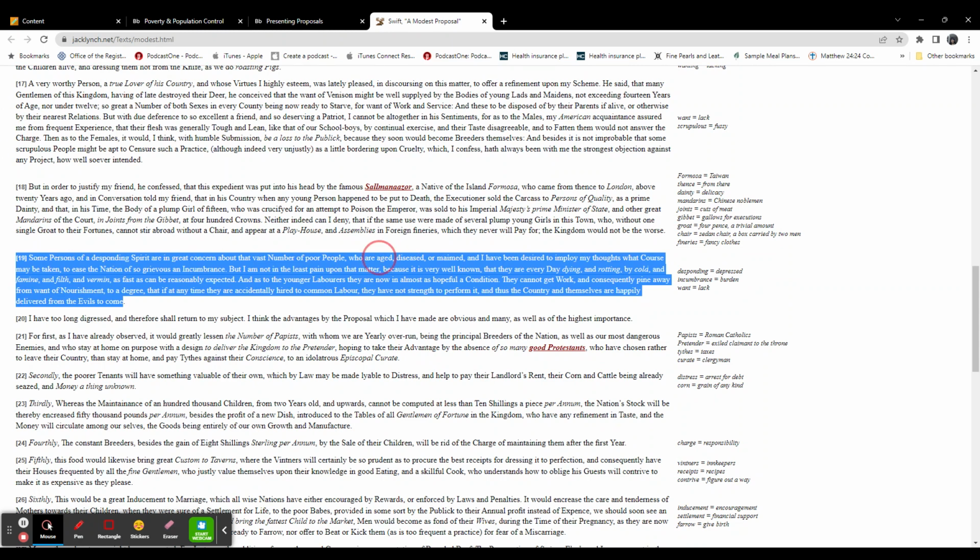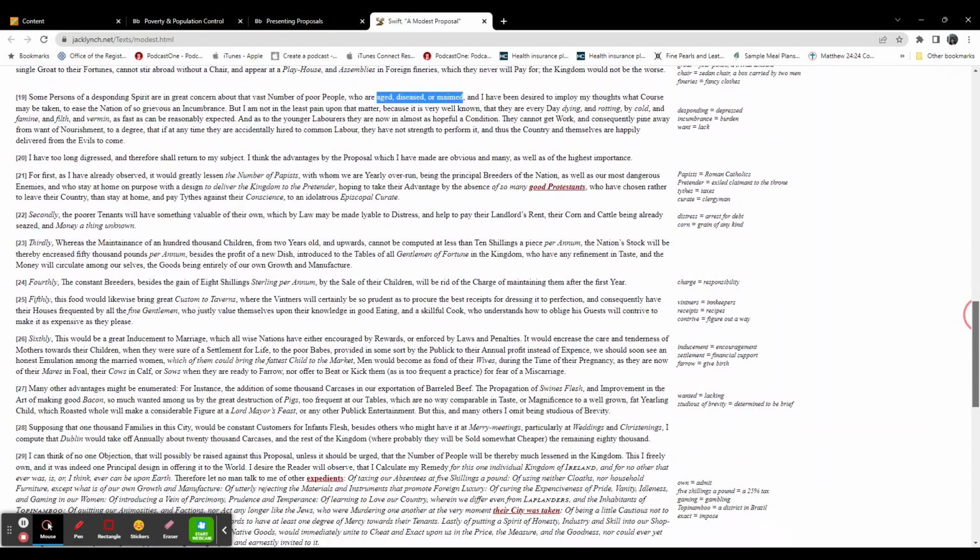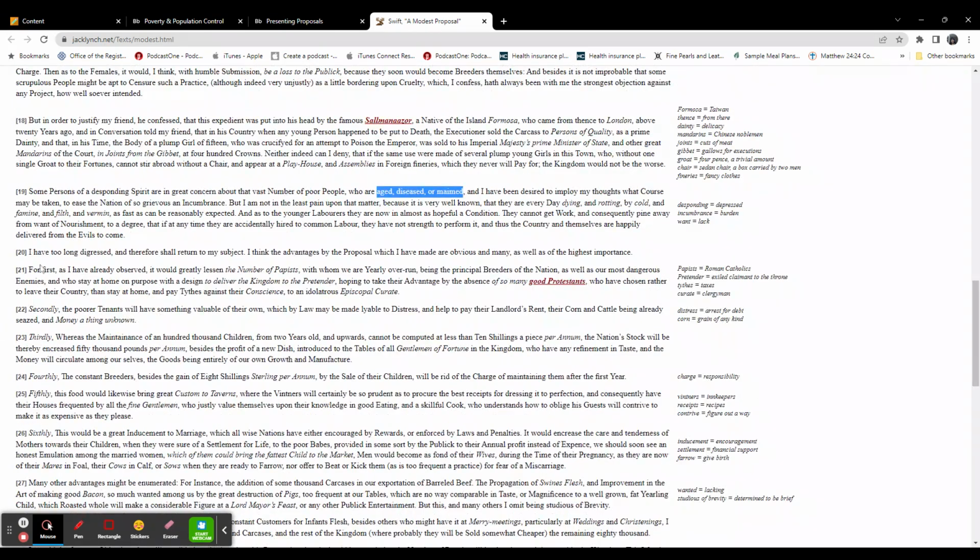It's not necessarily the same, but age, disease, the maimed already has its consequences, and so there's no sense, unless we have medical cures to help these three categories of people. There's no need to really create a proposal for them. So then, I have too long digressed, and therefore shall return to my subject. So remember, he never forgot his argument. That's what he's really saying here.